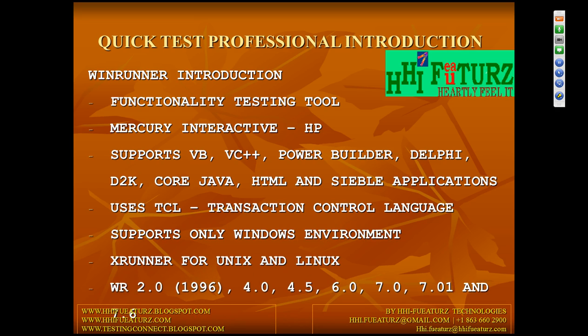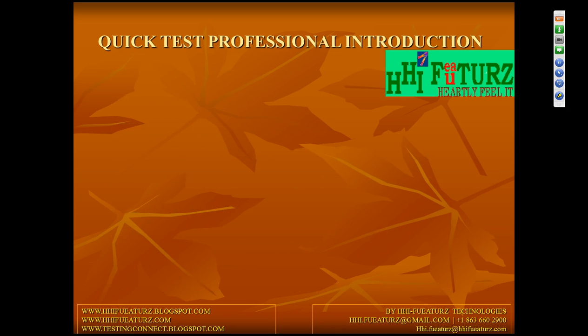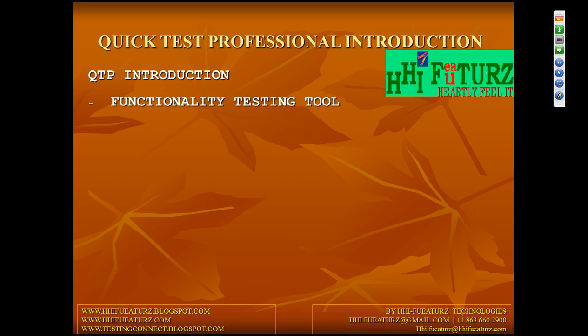WinRunner really started with version 2.0 in the era of 1996, then 4.0, 4.5, 6.0, 6.01, and they stopped at version 7.6. After that they came up with QTP.